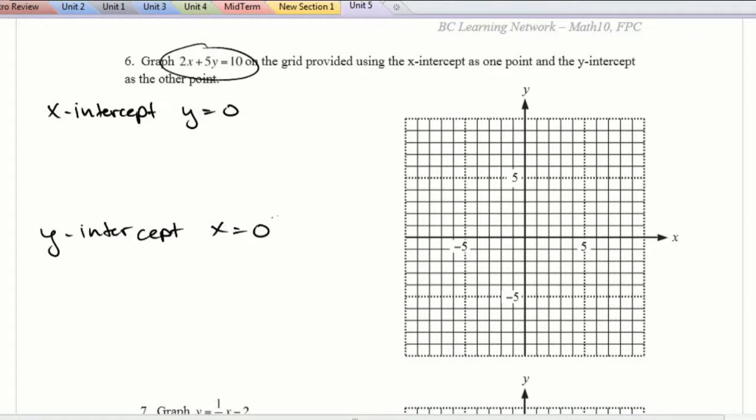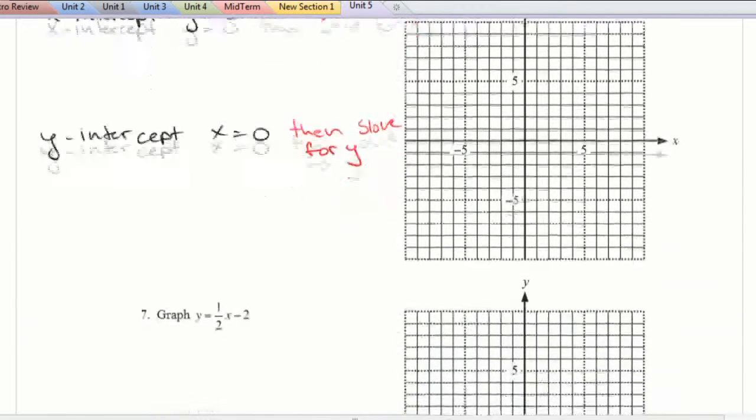So for number 6 on the homework, you have an equation, you have your x-intercept and your y-intercept. Remember when we have an x-intercept or y-intercept, you plug in y is equal to 0, then solve for x. For a y-intercept, you're going to make x equals 0, then solve for y. Then you're going to end up with 2 points, and then you can figure out exactly where your line goes. So that is finding your intercepts, plotting a line.